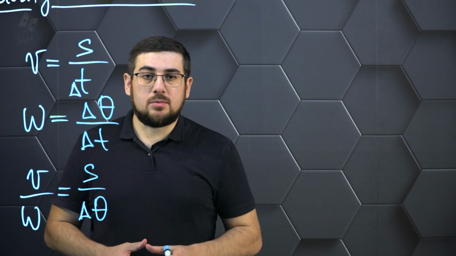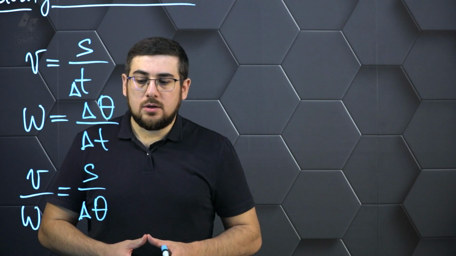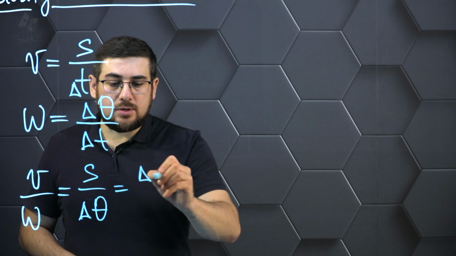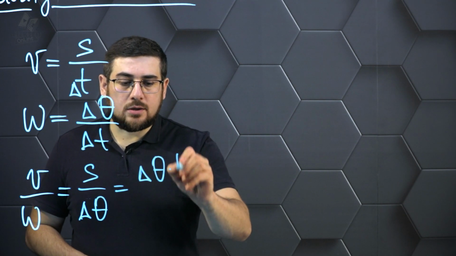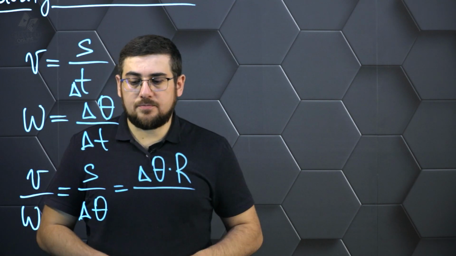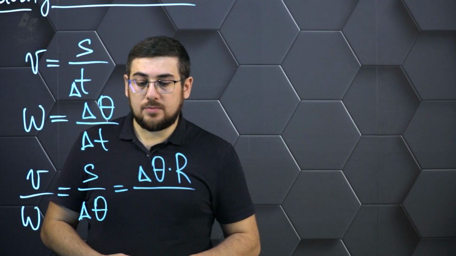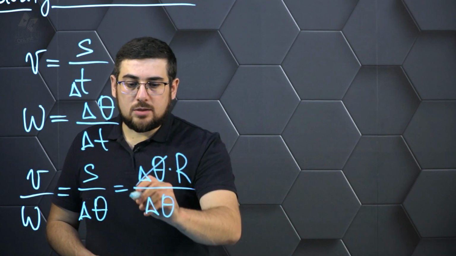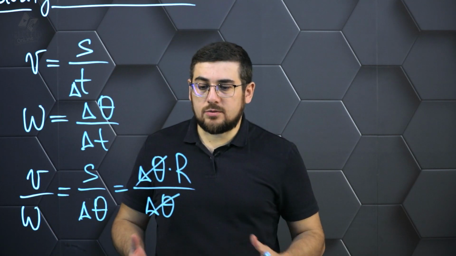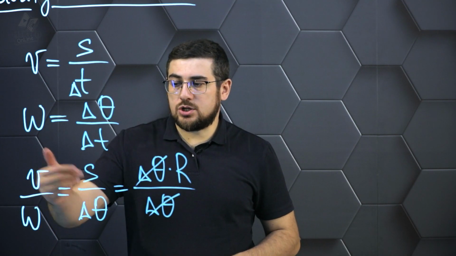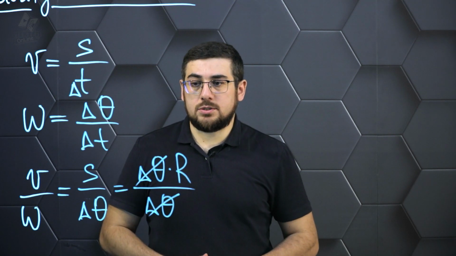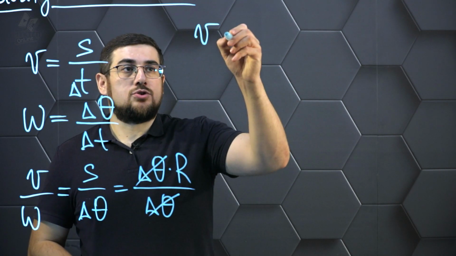Now let's remember that the length of the arc that rests on this angle is related to the magnitude of this angle by a known relationship. It's the product of the angle and the radius of the circle on which this movement is taking place. And we divide that by this angle. So the angular displacement is reduced, and the ratio of linear velocity to angular velocity is equal to the radius of the circle. That's the interesting fact we've got here.